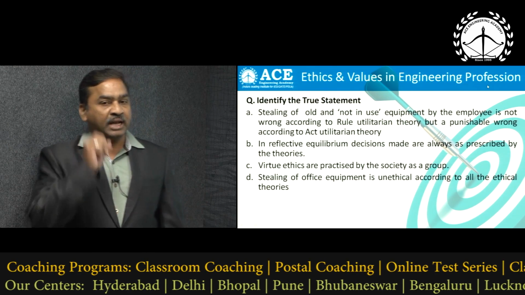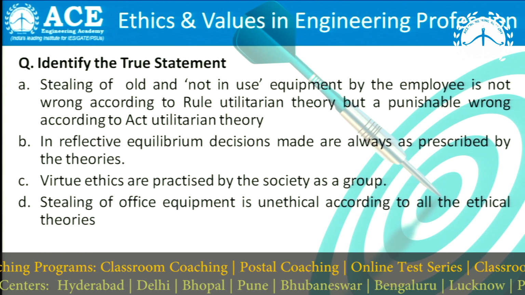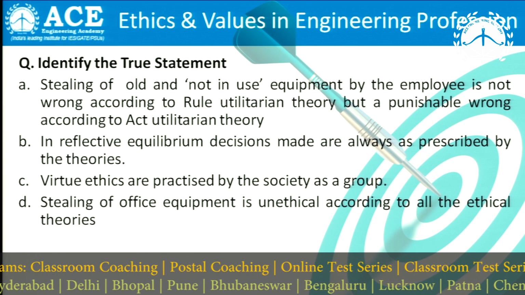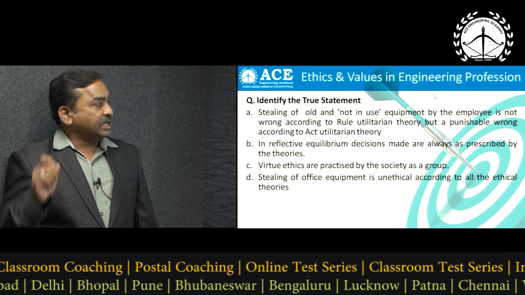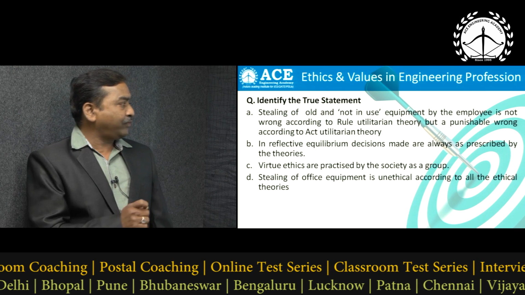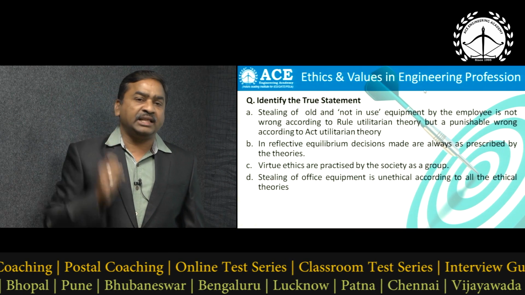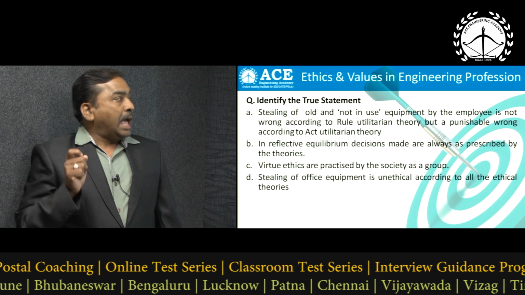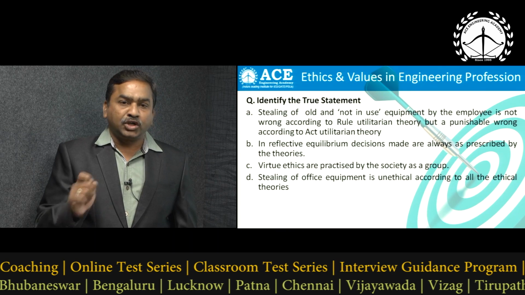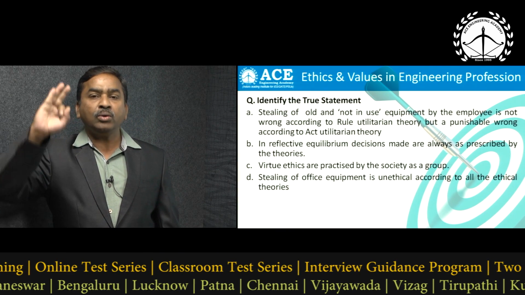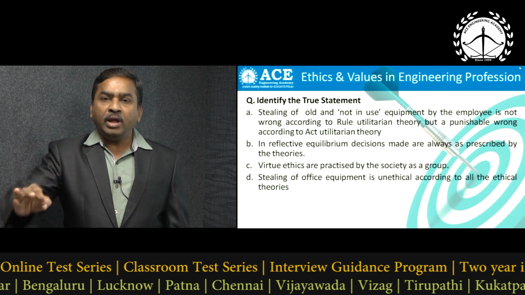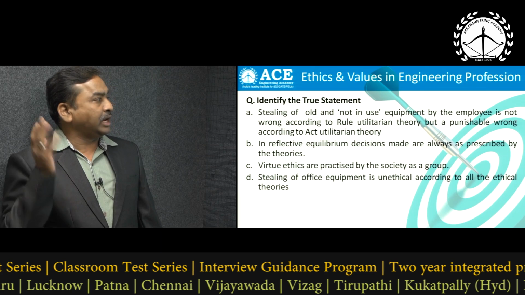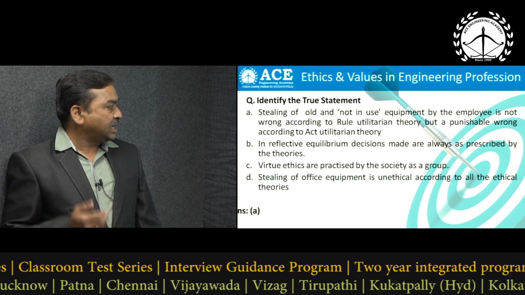Identify the true statement, again based on ethical theories only. Stealing of old and not-in-use equipment by an employee is not wrong according to rule utilitarian theory, but a punishable wrong according to act utilitarian theory. Second one, in reflective equilibrium, decisions made are always as prescribed by the theories. We'll go into a little bit of detail on these components. We have seen various ethical theories. Act utilitarian and rule utilitarian are sub-theories of utilitarian theory. Act utilitarian theory says whatever action is done should be in the better interest of the society. It should do good to a large group of people. Rule utilitarian says a rule is a rule, it should be followed in toto. In a way, we say act utilitarian is more restrictive than rule utilitarian. And the remaining two points are straightforward, and the answer is A.